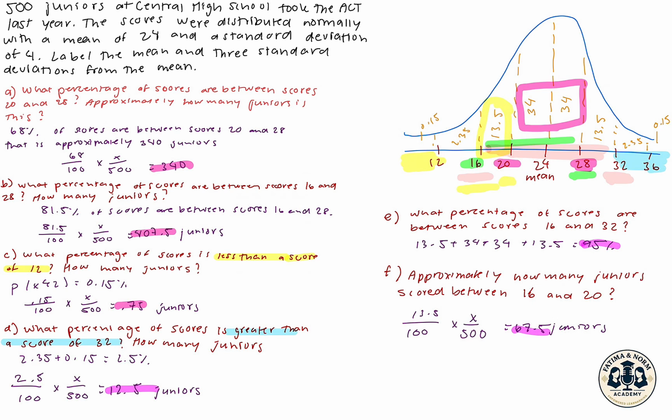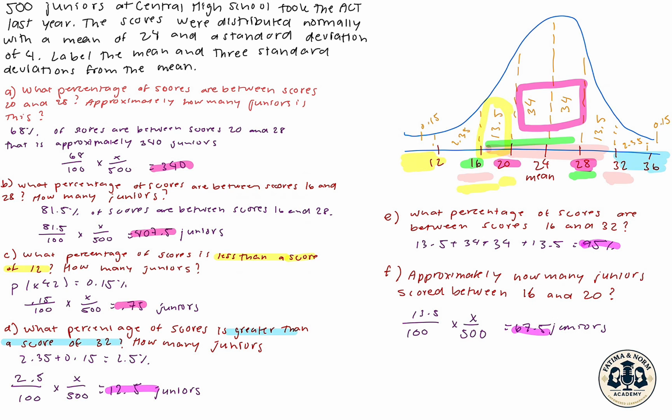A reads, what percentage of scores are between scores 20 and 28? And I know it looks kind of scary, but we just use the same method. For this one, you just do two operations. You first find the scores between 20 and 28 by adding the 34% plus 34%, which gives you 68. And then you just put 68 over 100 equals x over 500, since that's the amount of students who took the SAT, and then you just use algebra to solve and it gives you 340 students approximately.